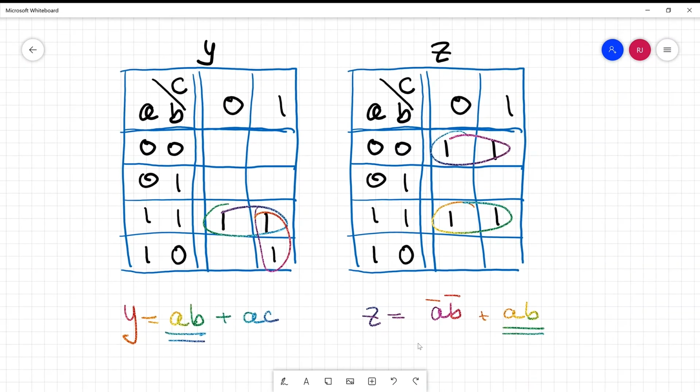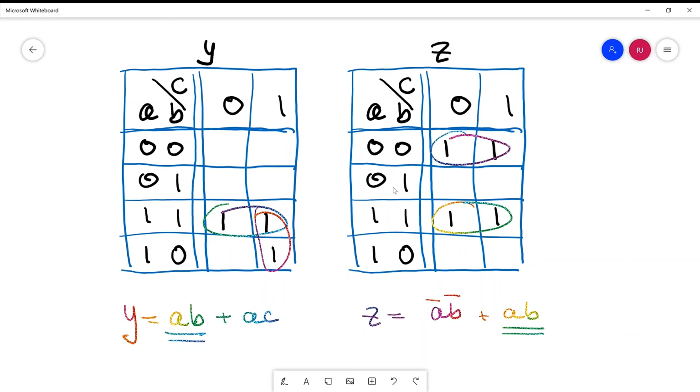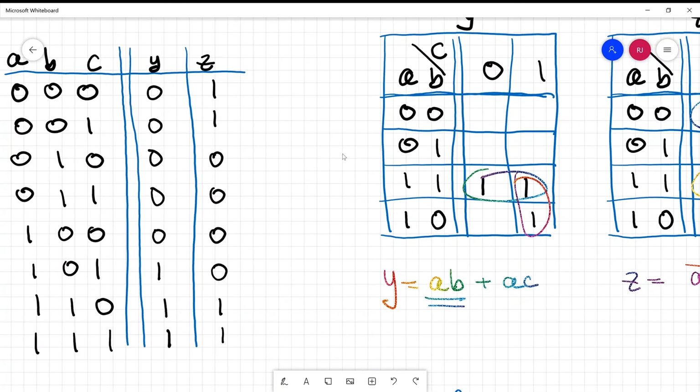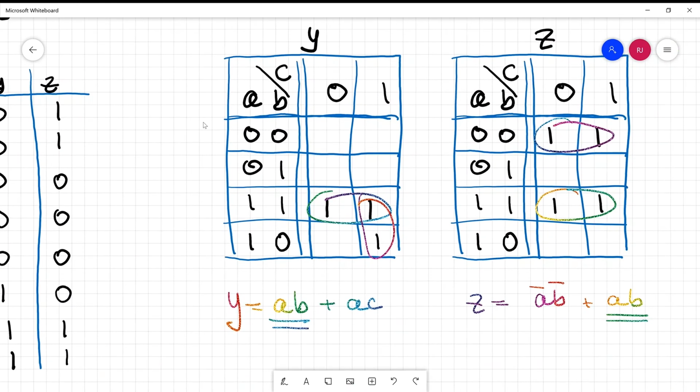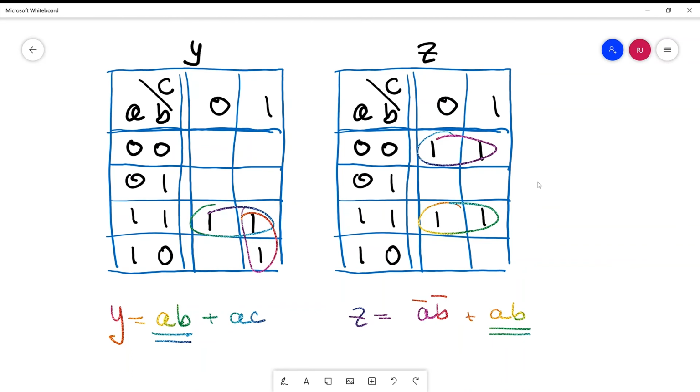Similarly, we construct the Karnaugh map for Z, same gray code order, and then you populate it based on your truth table for your Z values, same way that you did it for the Y table, and that will result in a table that looks like what we have here. Z is high when A and B are both low, so there's a term here, A bar, B bar, and then Z is high when A and B are both high. So there's your other product term here, A and B.